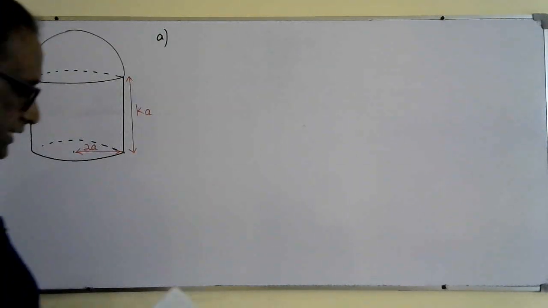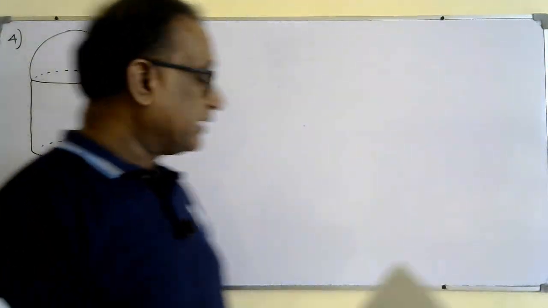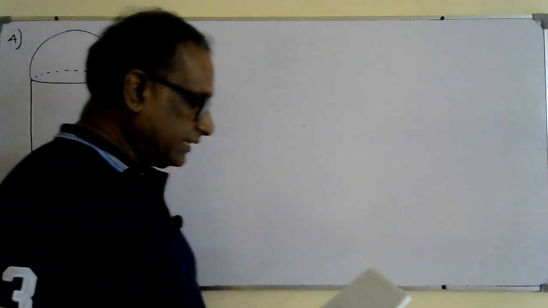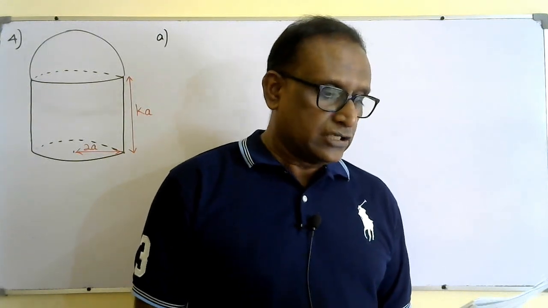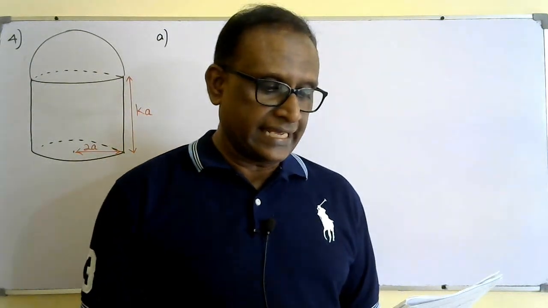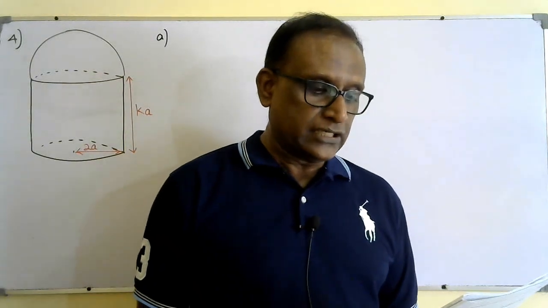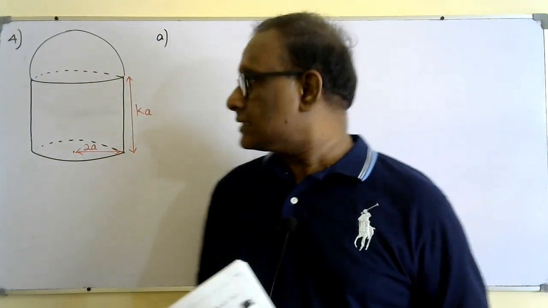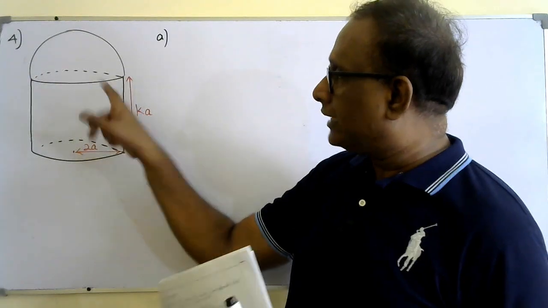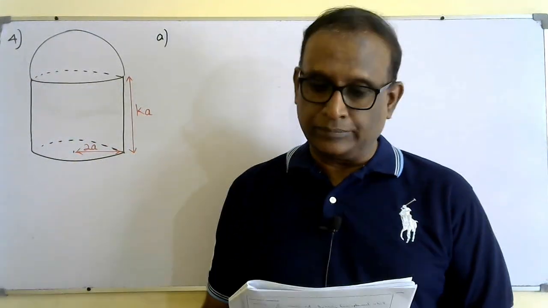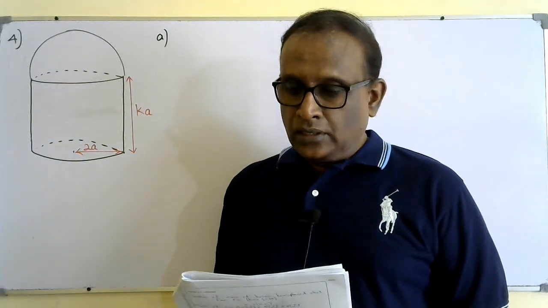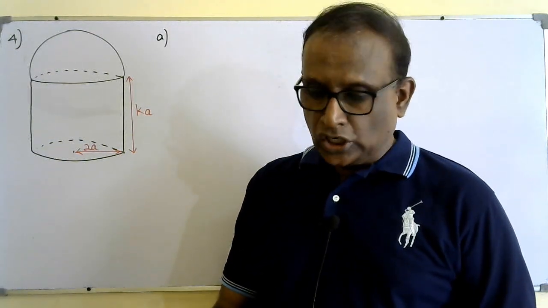Okay, question number 4. This diagram is given. The height is Ka. A thin, uniform, rigid, hollow cylinder of radius 2a and a height Ka has a base but no top. That means there's a base but the top part is removed. So it's a one end open cylinder. Has a base but no top.